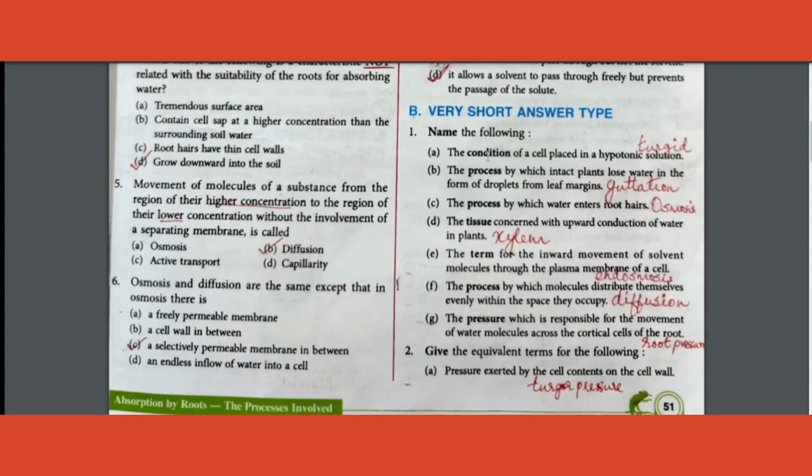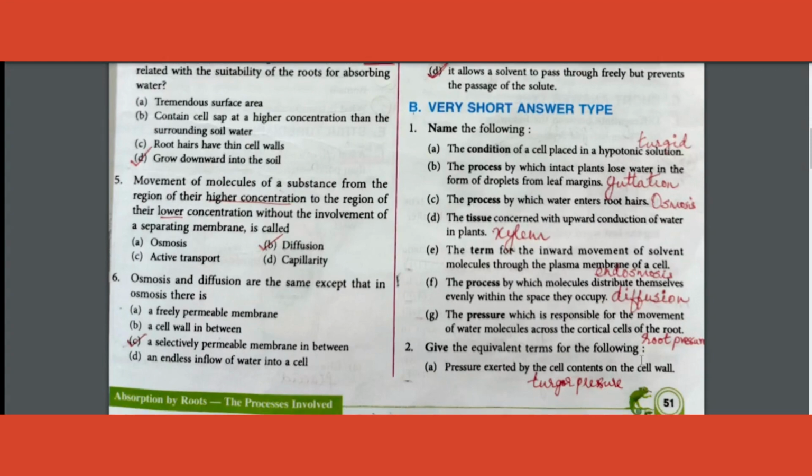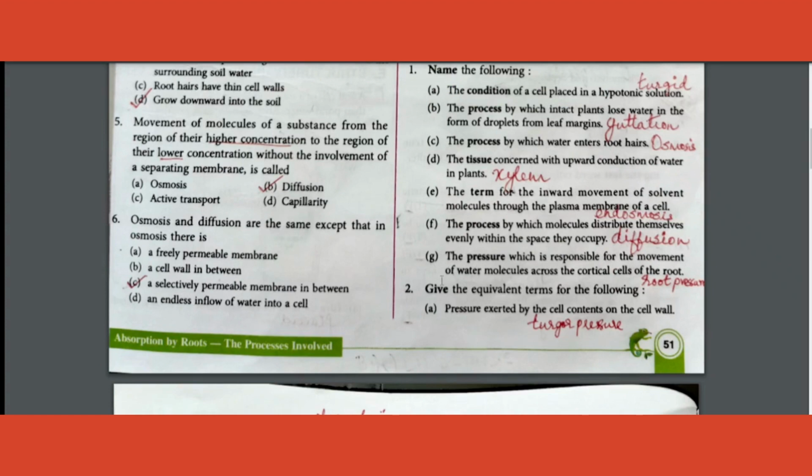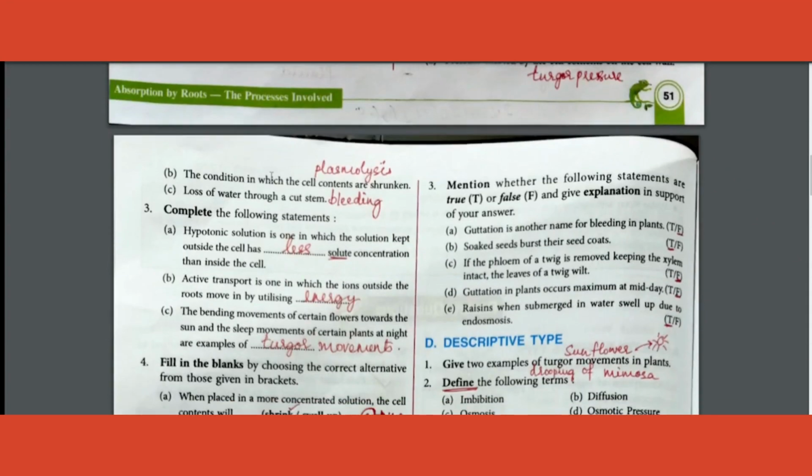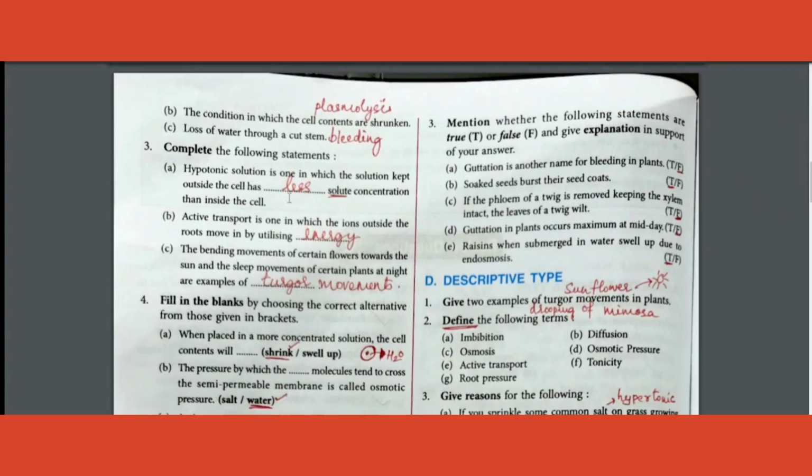Coming to name the following question. Name the condition of a cell placed in a hypotonic solution: turgid. Please look at this question. The pressure which is responsible for the movement of water molecules across cortical cells of the root is root pressure. Mark that answer. Pressure exerted by cell contents on the cell wall is turgor pressure. Condition in which cell contents are shrunken, plasmolysis, and so on.